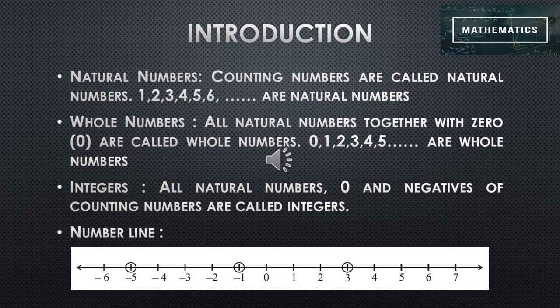Including all the positive numbers, all the negative numbers and 0, the combination of these three are called integers. As you can see in the number line given here, to the left of 0 there are negative numbers and to the right of 0 there are positive numbers.